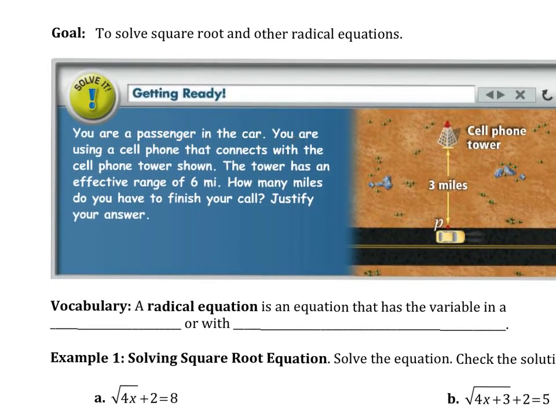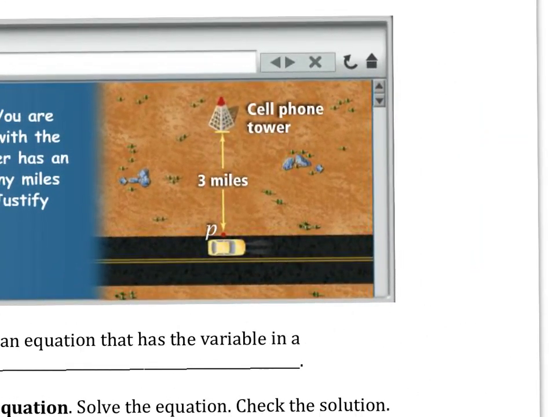You're a passenger in the car, and here's the car going along the road. And here's a cell phone tower that's 3 miles away. The tower has an effective range of 6 miles. So you can keep driving until you get to that 6 miles, and then you will lose all connection. So how many miles do you have to finish your call? Justify your answer.